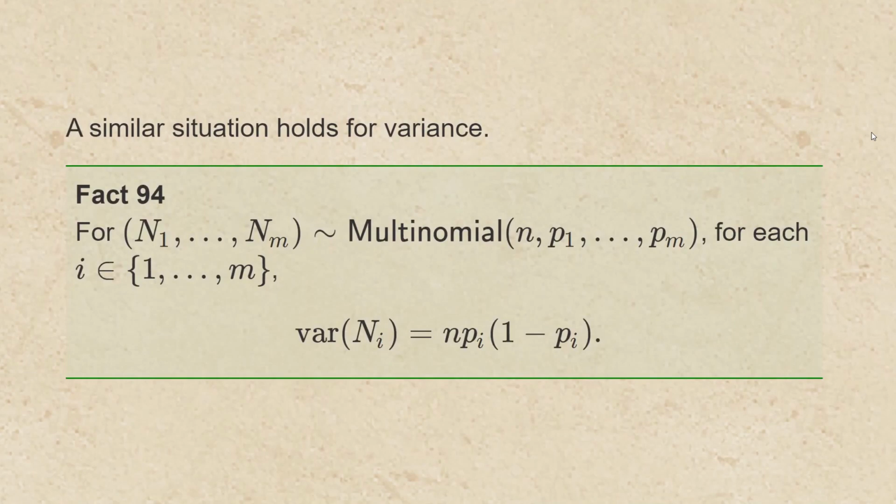A similar situation holds for variance. If I have n sub 1 up through n sub m multinomially distributed with parameters n, p1 up through p sub m, then for each i from 1 through m, the variance of n sub i is going to be n times p sub i times 1 minus p sub i.